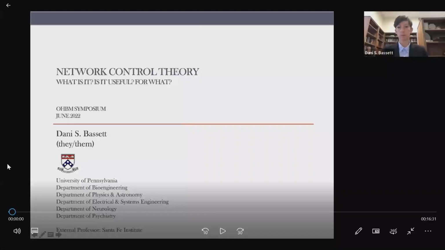So our next speaker is Danny Bassett, who is well known, and from the University of Pennsylvania, multiple departments. So Danny will give us a refreshing break from GSP. She will be tackling this idea of how we can integrate structure and function together from a different perspective using network control theory, which I think it's very nice to compare with GSP, to see how they differ and what the similarities are.